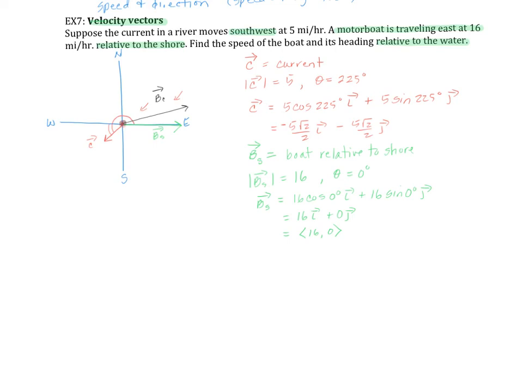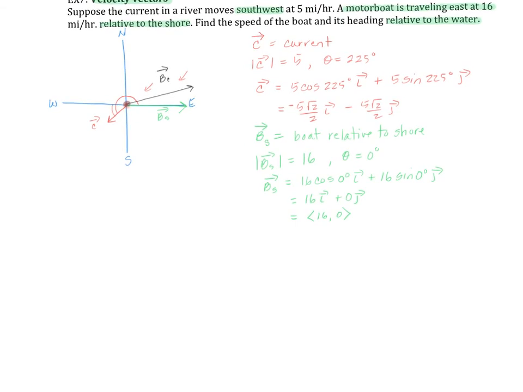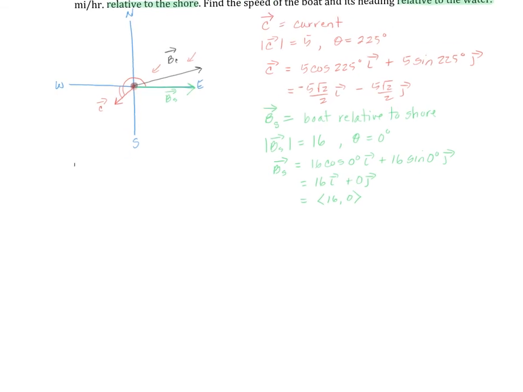So I need to figure out what that means. Well, the boat relative to the shore, B sub s, that would be using vector addition, where that would be equal to the boat relative to the water, or the current, plus the current, right? Because by vector addition, we're going to have this parallelogram.